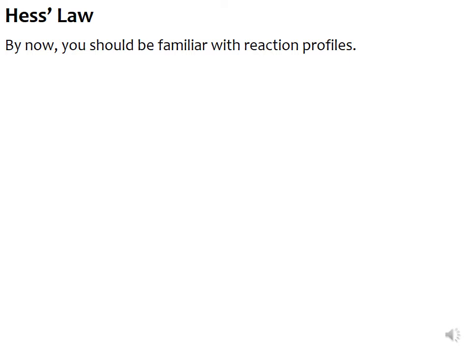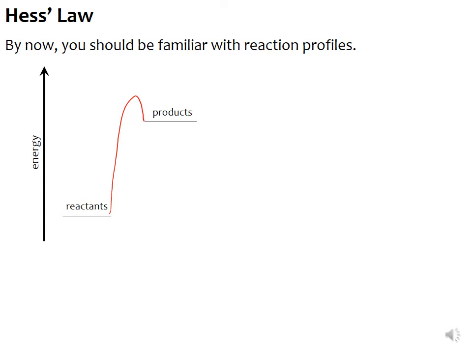So moving on to look at Hess's law. By now, you should be quite familiar with reaction profiles. Reaction profiles are these graphs that show us the change in energy from reactants to products. Now, normally we'd have a bump in there that shows us the activation energy, but we're not worried about that today. We're not looking at the activation energy.